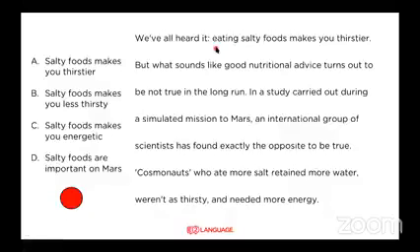So you need to keep reading to find the answer often. What sounds like good nutritional advice turns out to be not true in the long run. In a study carried out during a simulated mission to Mars, an international group of scientists has found exactly the opposite to be true. So salty foods make you thirstier? The opposite is true. Salty foods make you less thirsty.